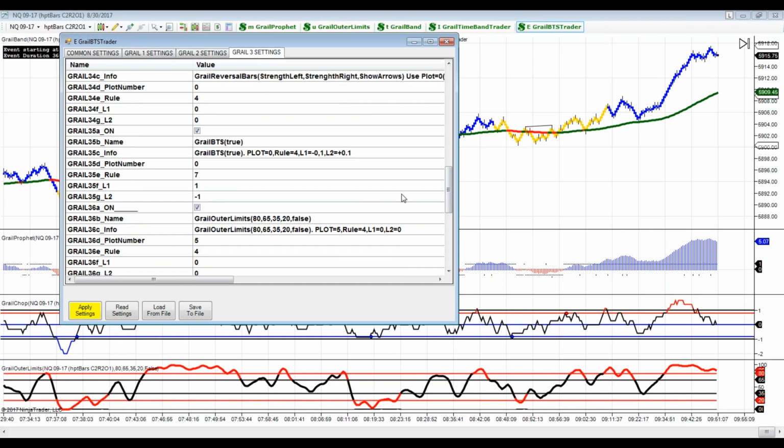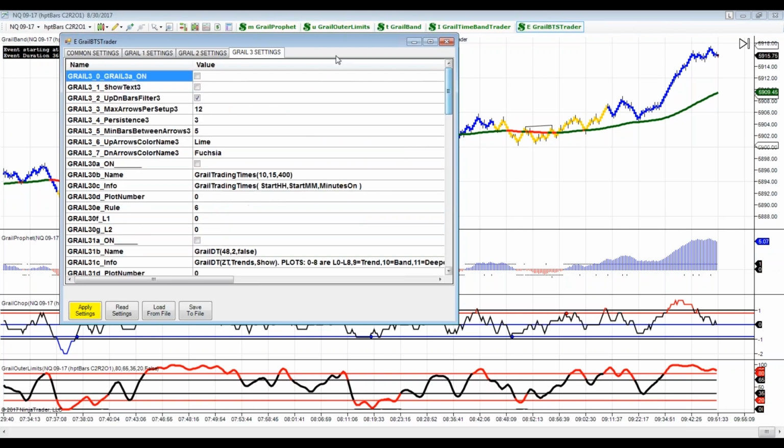The outer limits and the EMA. The problem is if you have the EMA on, it's going to filter out almost every one of these trades because when you dip down, you won't get it. Okay, and I'm going to show that. I'll show the difference between having this on and off when it comes to Grail 3. I tend not to run Grail 3, I don't run it.